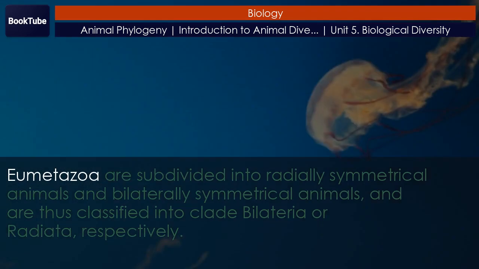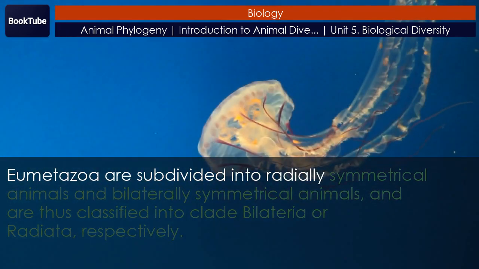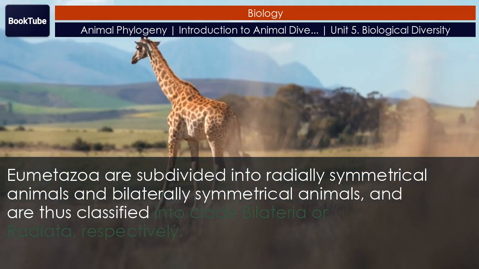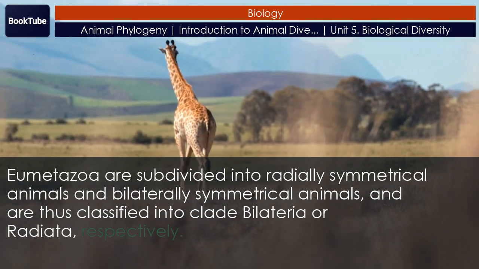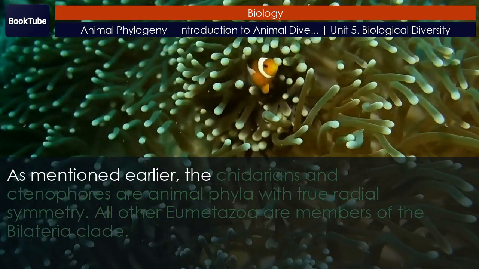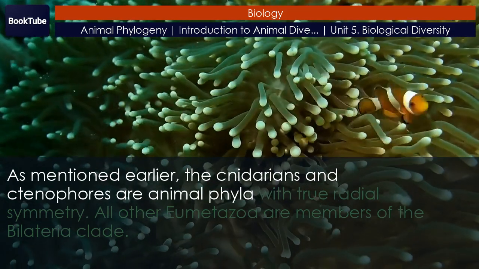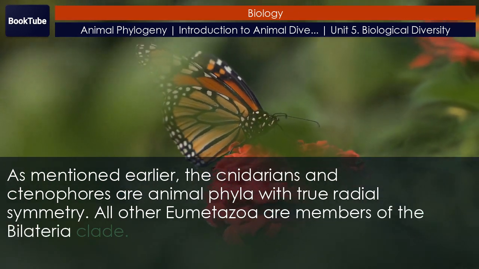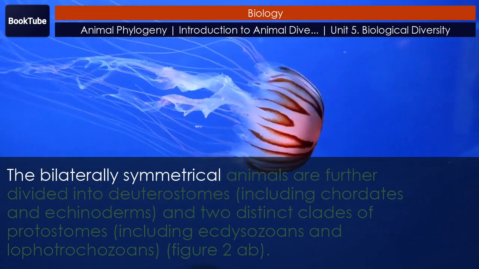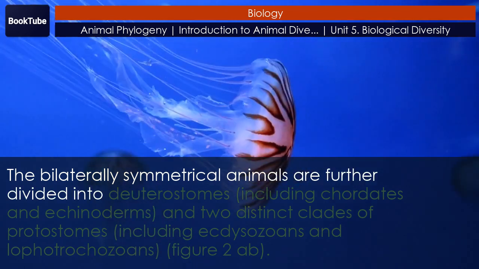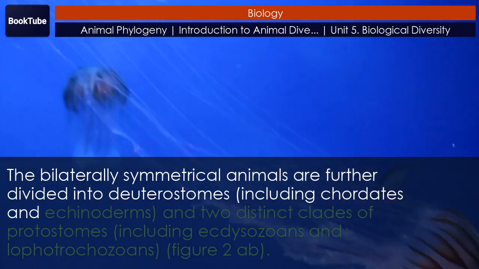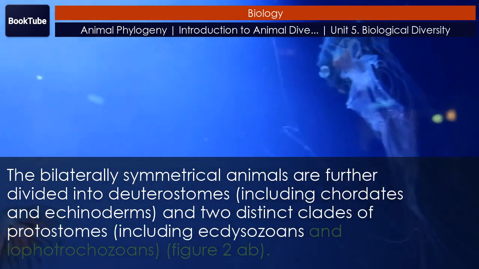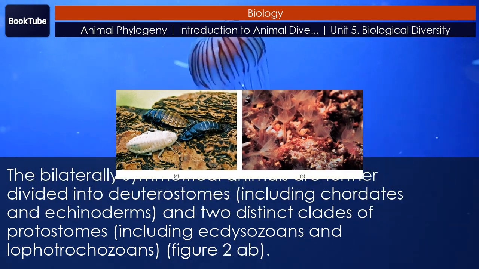Figure 1. Eumetazoa are subdivided into radially symmetrical animals and bilaterally symmetrical animals, and are thus classified into clade Bilateria or Radiata, respectively. As mentioned earlier, the cnidarians and ctenophores are animal phyla with true radial symmetry. All other eumetazoa are members of the Bilateria clade. The bilaterally symmetrical animals are further divided into deuterostomes, including chordates and echinoderms, and two distinct clades of protostomes, including ecdysozoans and lophotrochozoans. Figure 2 a, b.